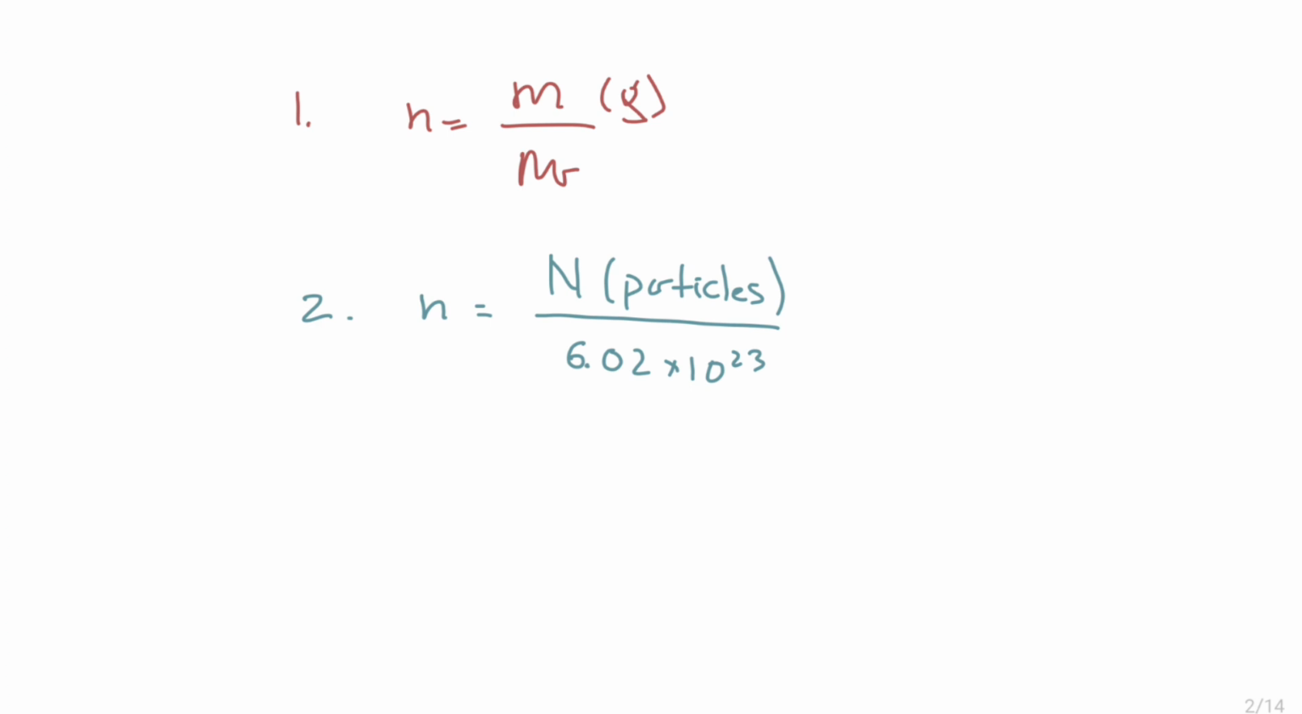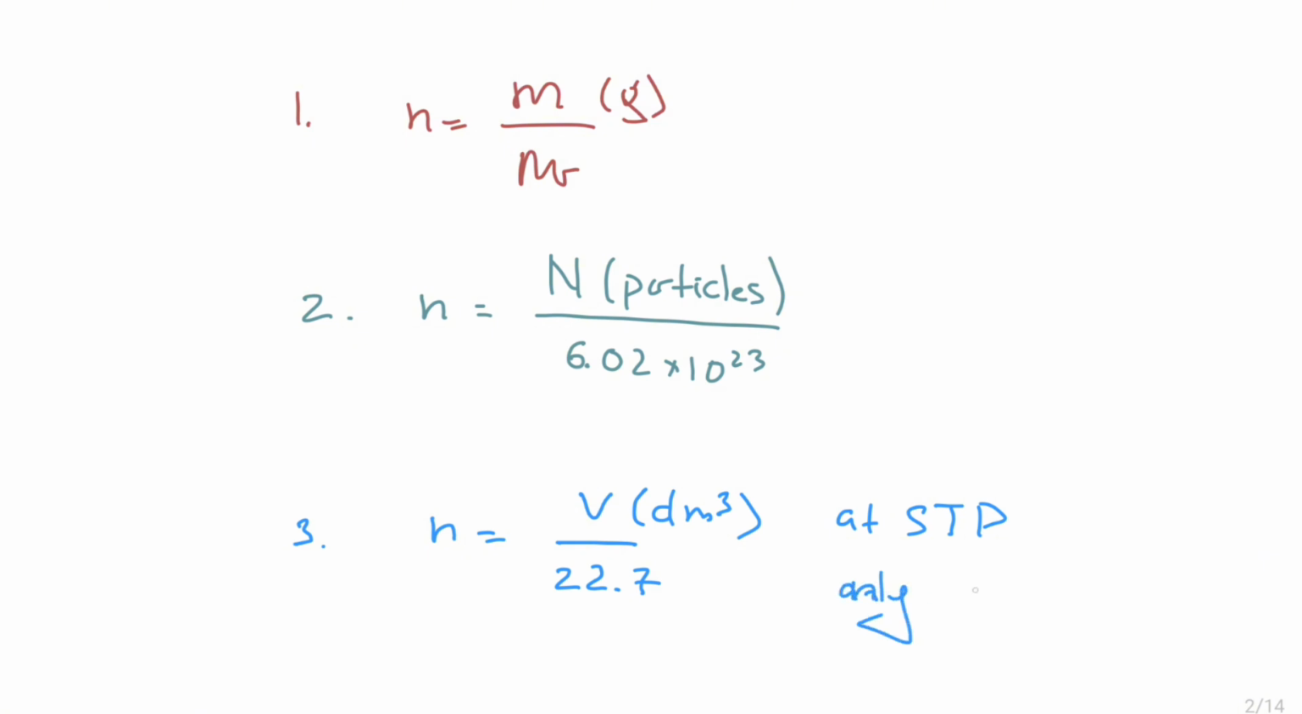the second formula. And the third formula: mole equals volume divided by the gas constant, 22.7 in IB. So the unit here will be decimeter cube. The third formula, guys, you will apply only at standard temperature and pressure, and only for gases.